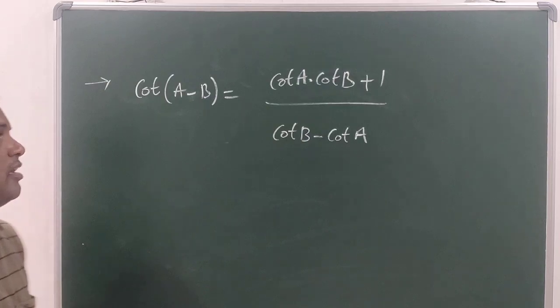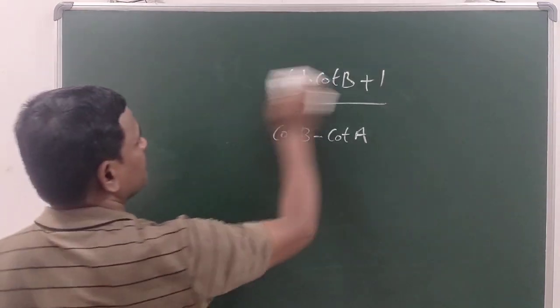Okay, students, right. Now hereafter, we don't have any formulas for cosecant of A plus B and secant of A plus B. If it is given, then you convert them into sine and cosine and go ahead with that problem.